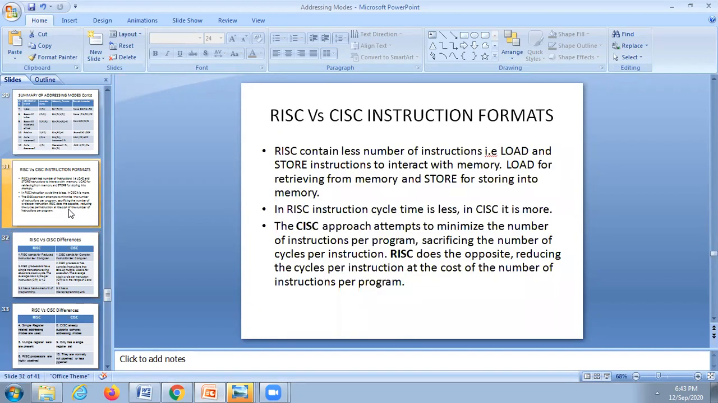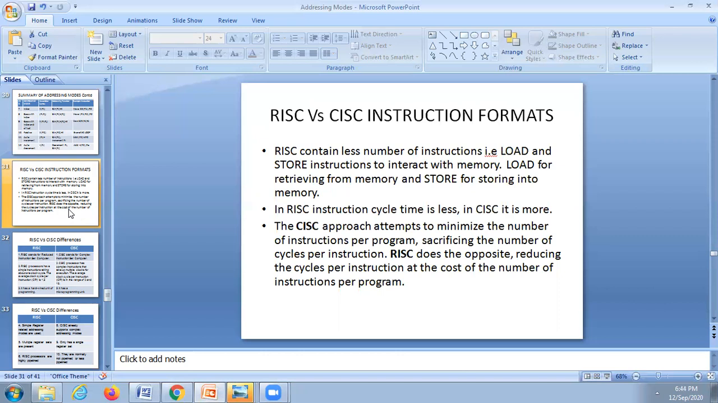Basically, a RISC processor has a smaller number of instructions, that is the basic difference, and a CISC processor will have more instructions in its set. All the RISC processors will have fewer instructions. All the CISC processors will have more instructions. This difference is basically here.